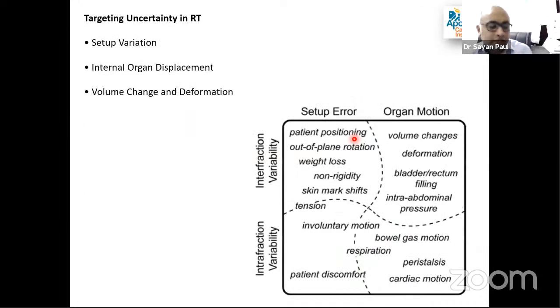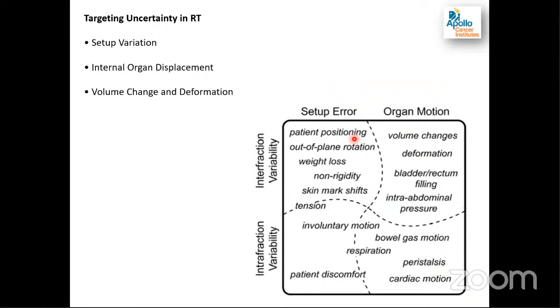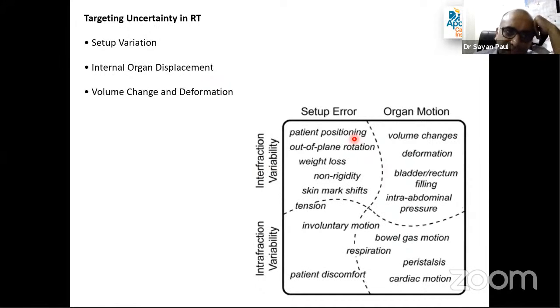So why do we need so much image guidance and precision during treatment delivery? Because there are many uncertainties involved in radiation treatment delivery. So what are the uncertainties? Setup variation, internal organ displacement, volume change and deformation. There can be two types of variability. One is interfraction variability, variability between two fractions, or it can be intrafraction variability. During one treatment fraction, there can be variations.